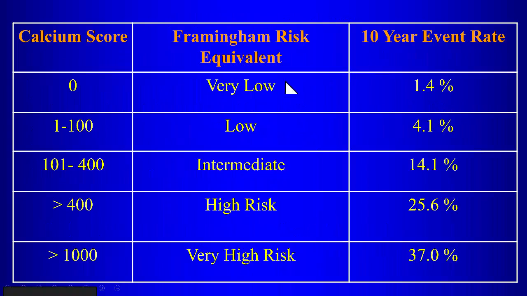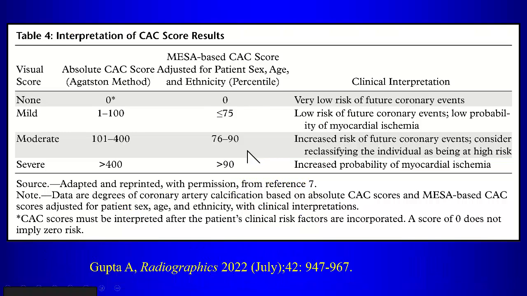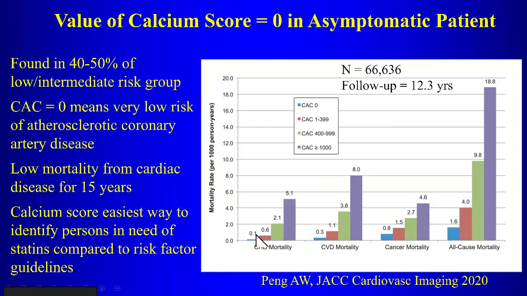and that's how it can be used. Right? So again, just a reminder of how we use calcium score and how that relates to your overall 10-year risk, okay? So calcium score here and your risk, this is pretty much what we've already gone over. 400 puts you at very high risk, of course, greater than 400. The value of a calcium score of 0 in an asymptomatic patient: this is found in 40 to 50% of low to intermediate risk groups. So in that intermediate risk group, almost 50% of them might have a calcium score of 0.